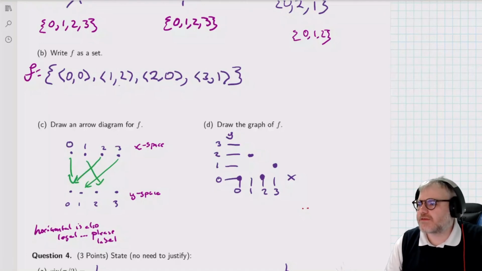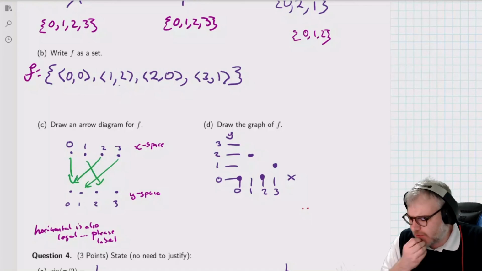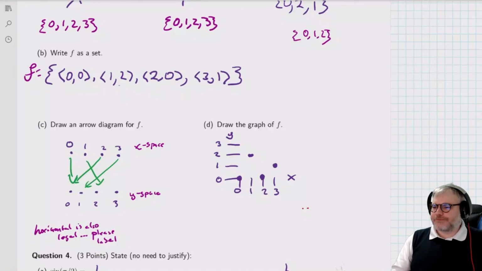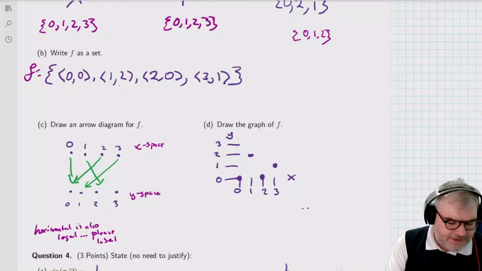Holding, multiple choice question, this is 3C. This is the arrow diagram, stop and start. Okay, the graph. I draw the y's vertically, the x's horizontally. My points are 0, 0, 1, 2, 2, 0, 3, 1. How do we feel about the graph?